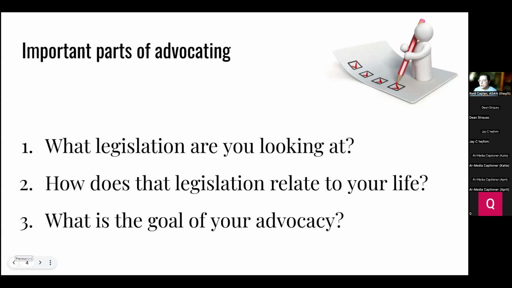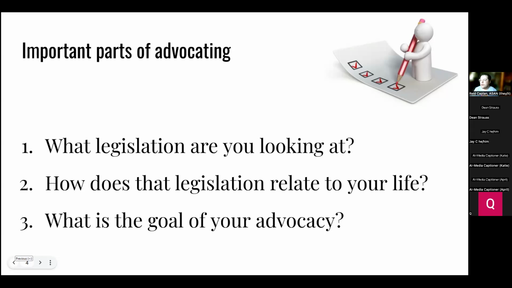And then lastly, what's the goal of your advocacy? If you're talking to your legislators, the goal might be to have them vote yes on a certain law, or vote no on a certain law, on a certain bill.